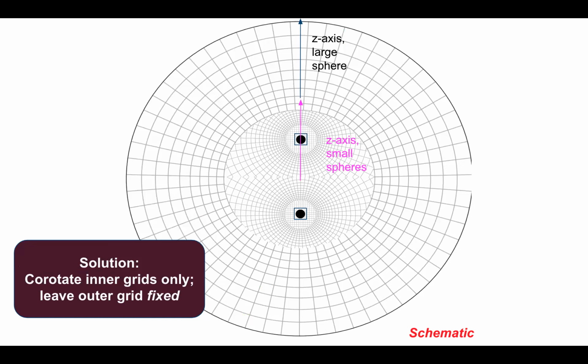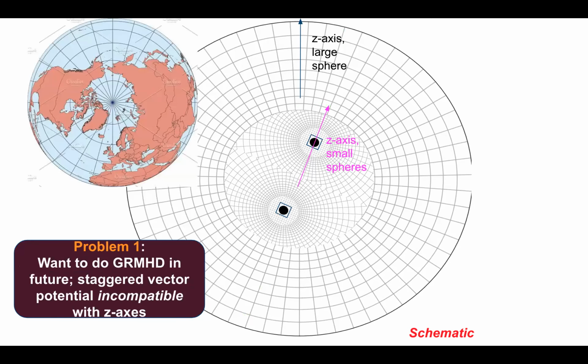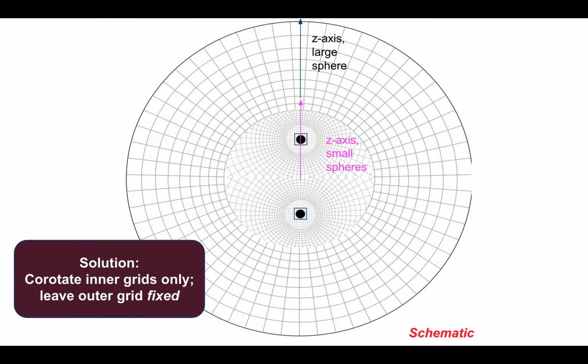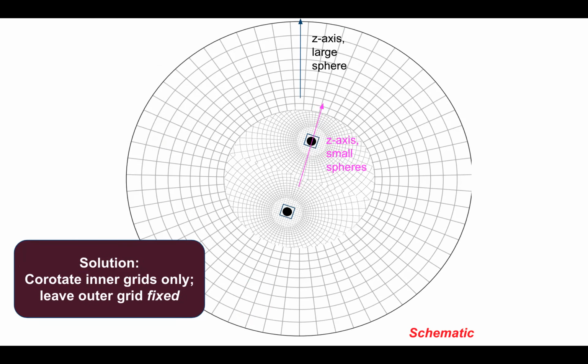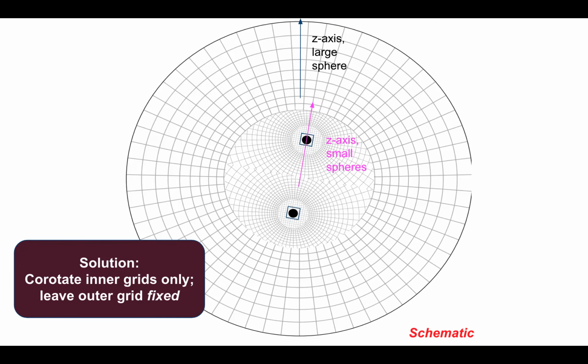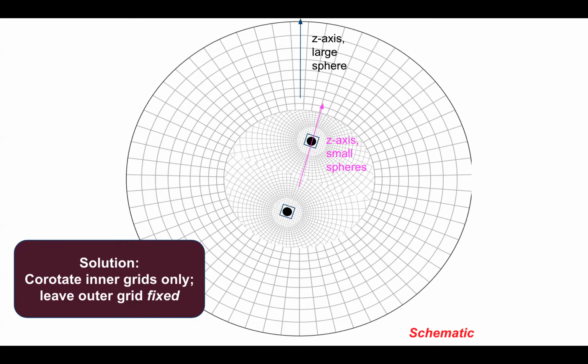So my solution is very simple, and it's in a little movie. Just go through the next 4 slides back and forth. There you go. And so the solution is to simply co-orbit, co-move the inner grids with the black holes as they orbit, and leave the outer one fixed. This seems to be, I think, a winning proposition for solving this problem. Next slide.